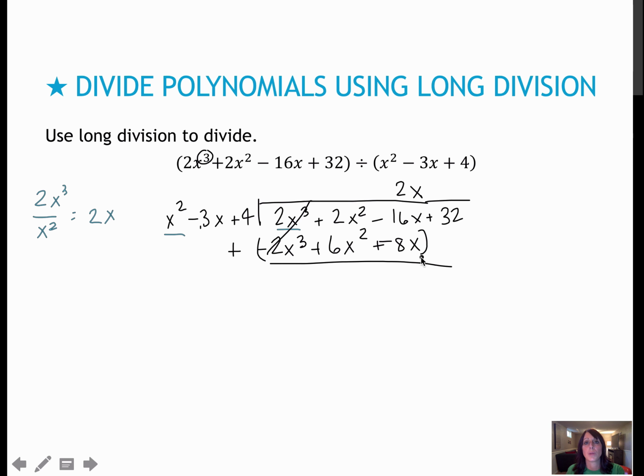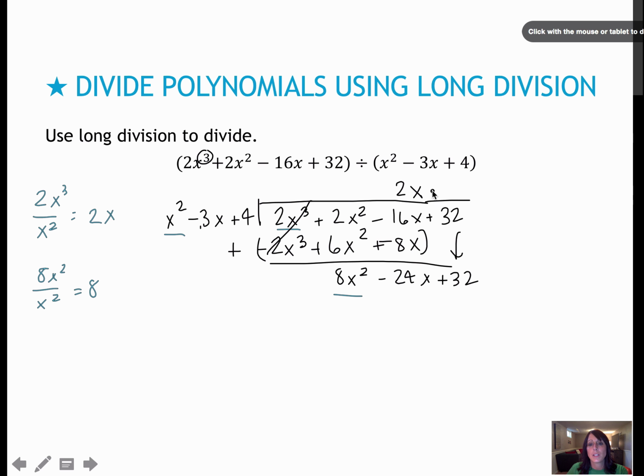That makes my first term go away. My second term is now 8x squared. My third term is negative 24x. And my last term is plus 32. Now I'm going to repeat the process, looking at 8x squared. Again, if you need to write 8x squared divided by x squared off to the side, feel free to do that. So that means it's going to be a positive 8. So 8 times x squared is 8x squared. 8 times minus 3x is minus 24x. 8 times 4 is 32.